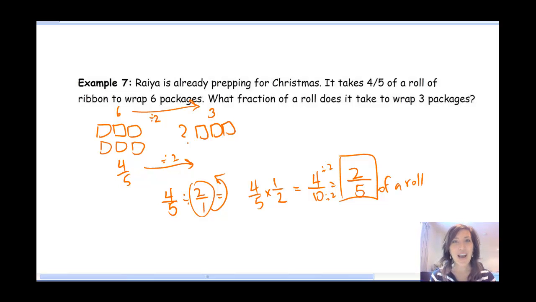All right, now you know how to divide fractions by a whole number. Stay tuned for section 6.3.